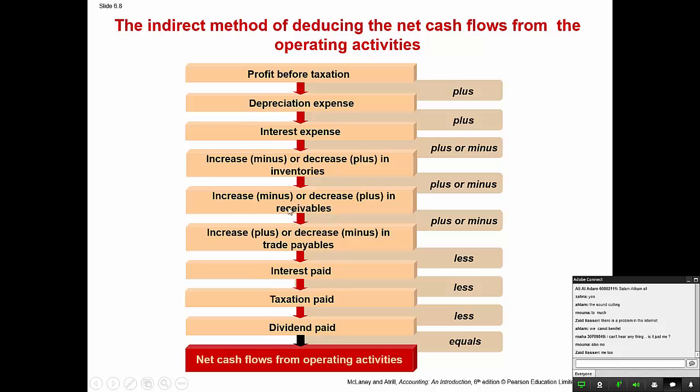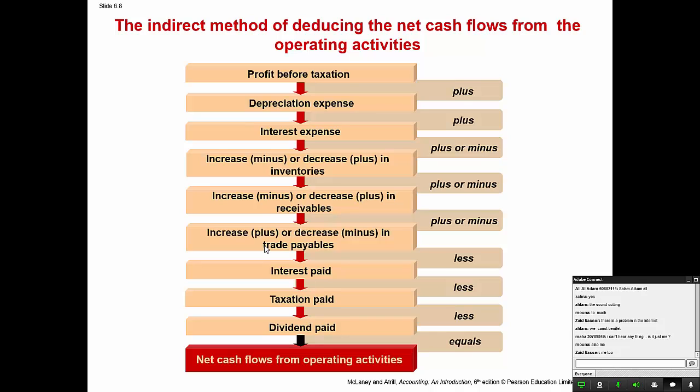The account receivable, the same thing. If it increased, then we need to deduct it, or if it decreased, then we need to add it to this amount. The account payable. You know that the account payables are the cash that we need to give to the suppliers. That means if the account payable increased, that means we did not give it to the supplier. That means we need to add it to this amount. Otherwise, we need to deduct it from this amount.